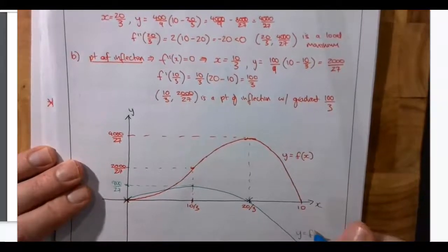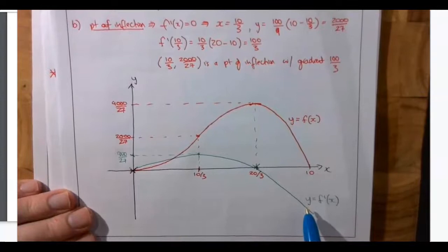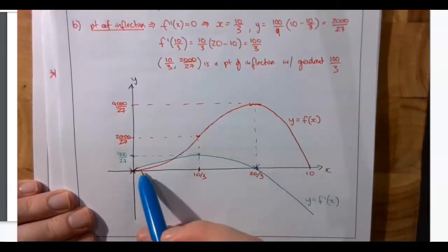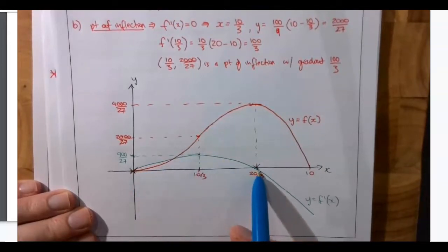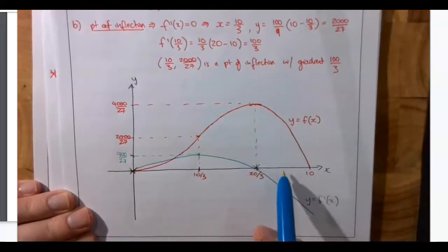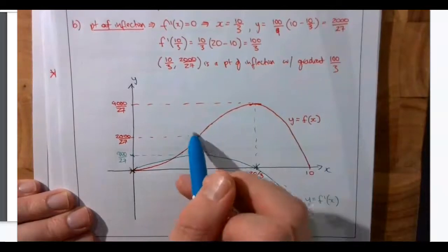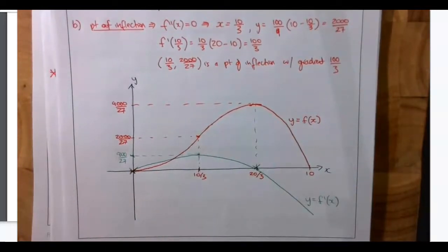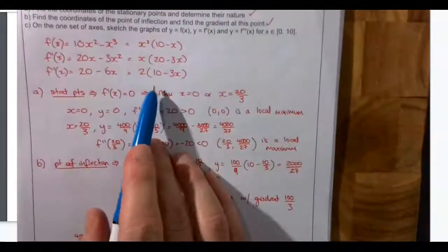You could say that that is the gradient, the graph of the derivative. You can check that a little bit. What that tells us is the gradient is always positive until we hit 20 over 3, and then the gradient becomes negative and getting steeper, which is true. And we can see here that the gradient hits 0 at the point of inflection. So that all works. Then the final thing we've got to look at is the graph of the second derivative.